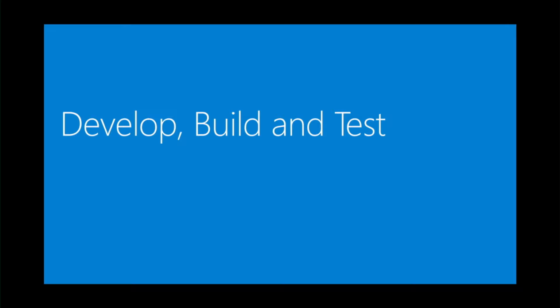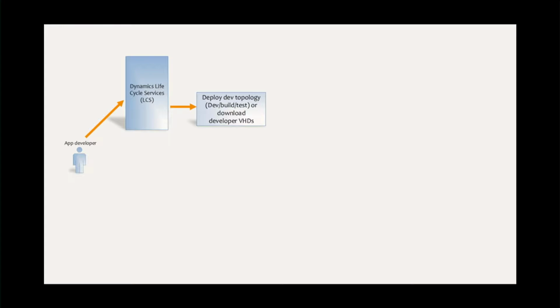Develop, build, and test. You're an app developer connected to LCS, which is the Lifecycle Services. It's the ALM portal for the new Dynamics AX. First thing you do is you're going to deploy your environments. You will deploy a dev box. You can also deploy a build box, and these are running in Azure. You also have the option of downloading your dev box and running it locally. It's actually a VHD you download, and you basically run a local VM.